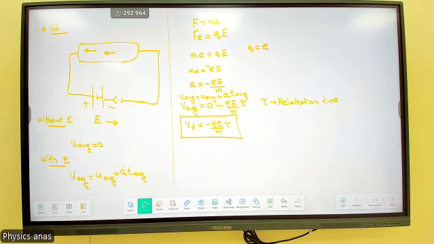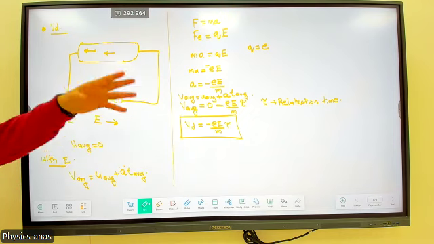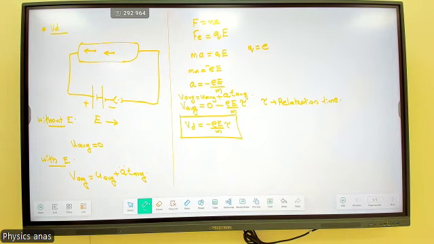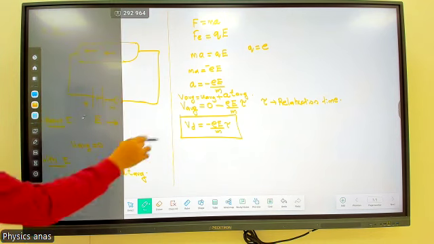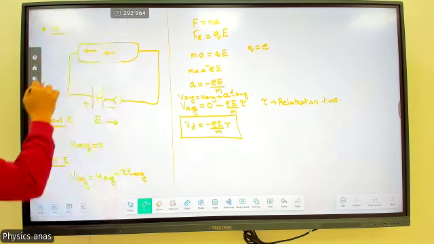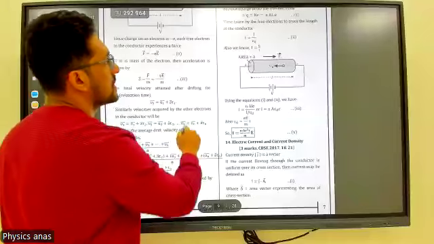I'll use a darker color after this. That's better on the board, better on the camera. Got it? So that's it. Now let's do the next important derivation. This is the derivation for drift velocity.